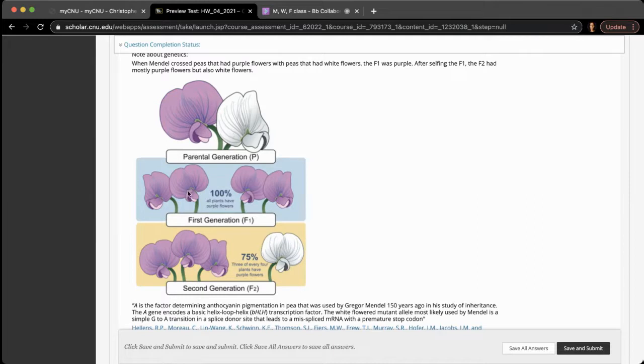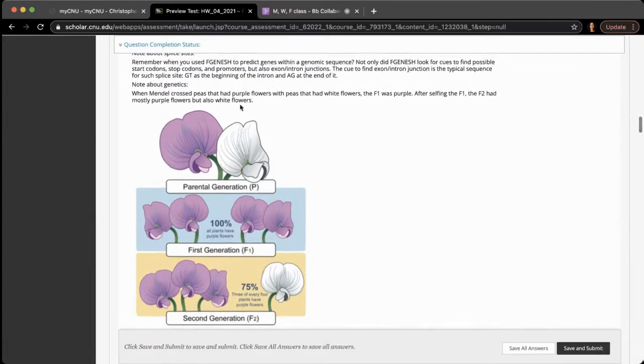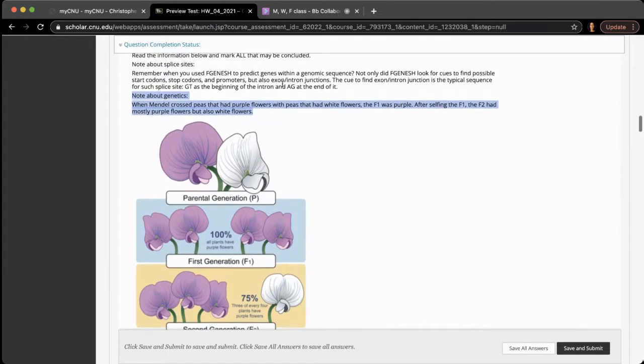And then what he did was, when he selfed this plant, so he took a purple P and selfed it, so crossed it with itself, then he did the same thing with this, and we ended up with 75% of them purple and 25% of them white. Okay, so that's the part that I was just telling you here.